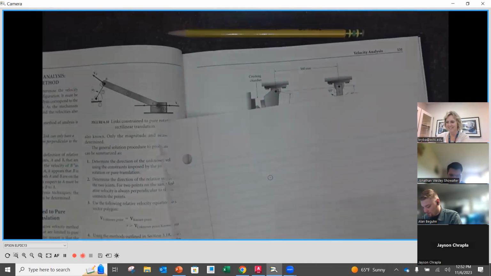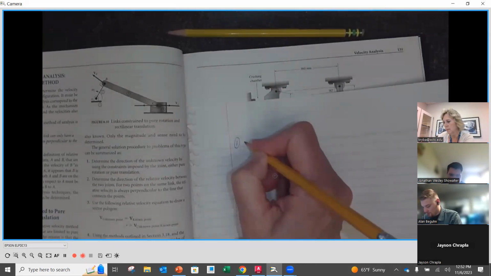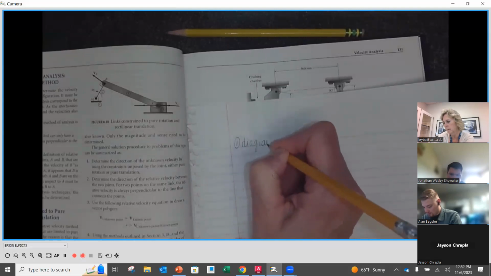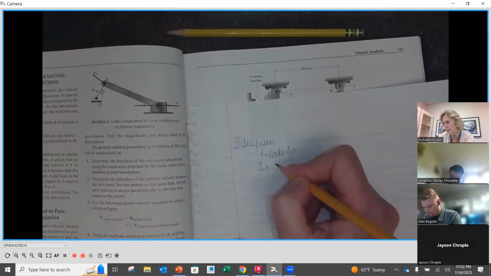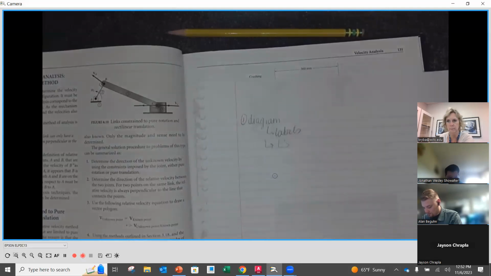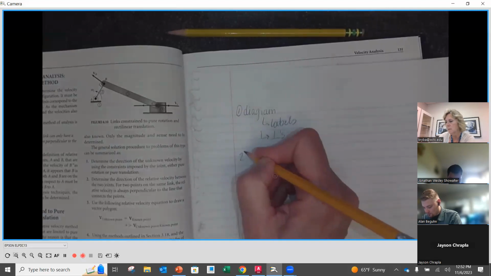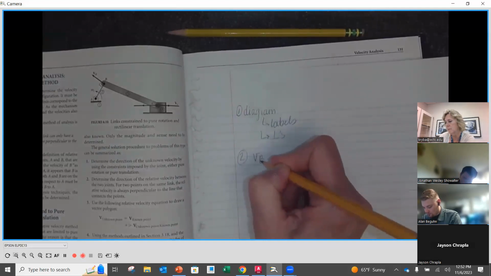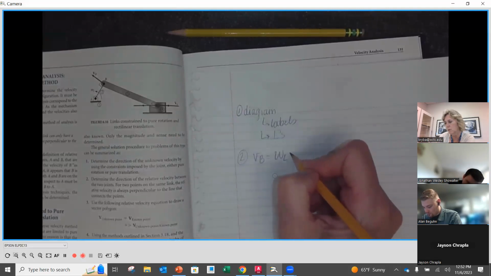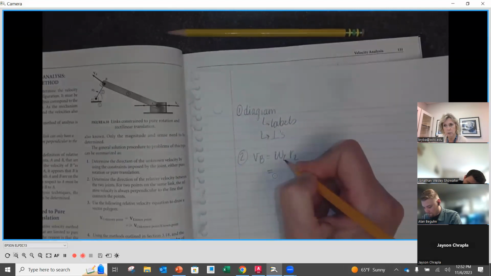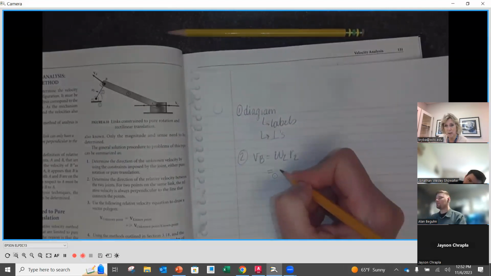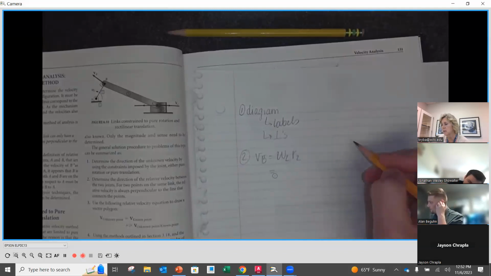Okay, so step number 1 was our diagram. And on the diagram, make sure that you add your labels and then any perpendiculars, which we just did. So step number 2 now is going to be the velocity of B is equal to W2 times the radius of 2. We're using that very same process that we did last time. Here we know that our W2 is 120 RPM, but we can't use that, so we need to convert that first.